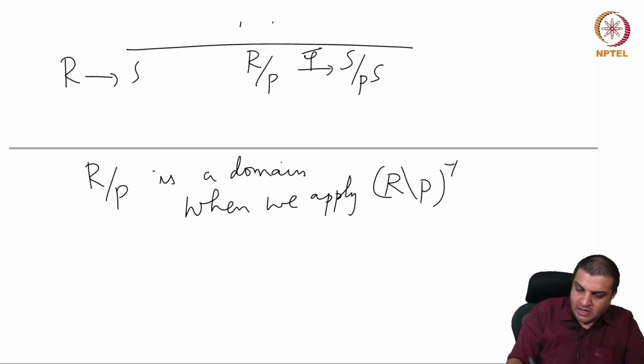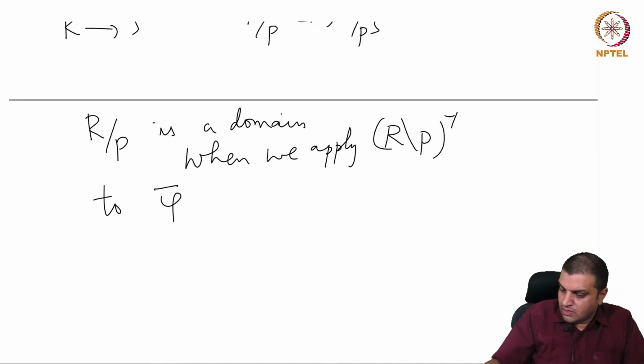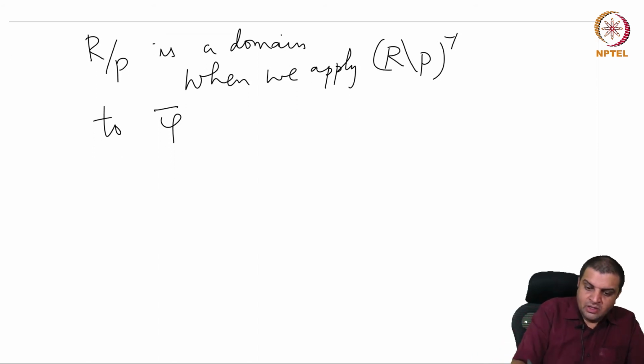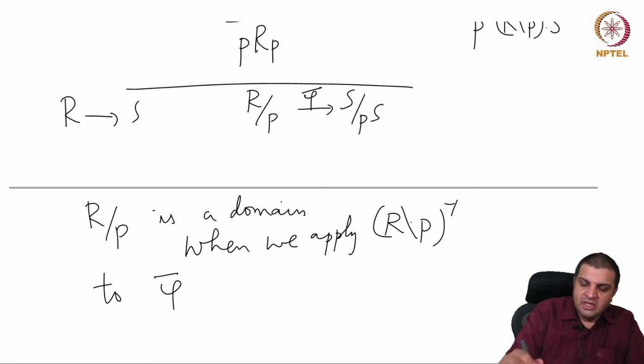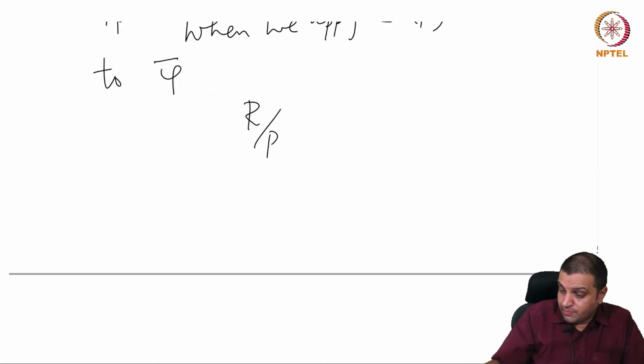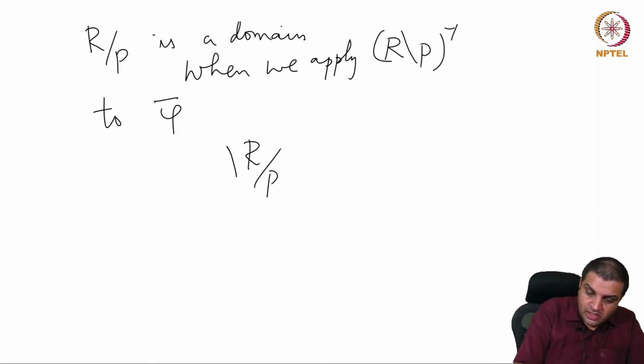Let's call this map phi bar to phi bar. What are we doing? We take R mod P. So the image of R minus P inside R mod P is a set of non-zero elements. So here we invert non-zero elements of R mod P.